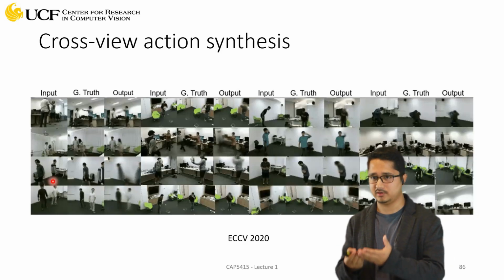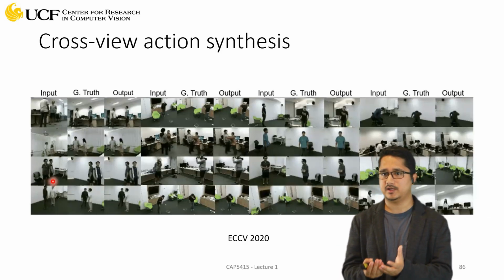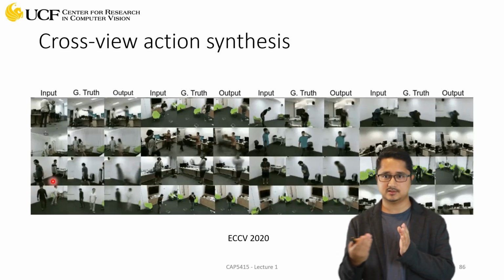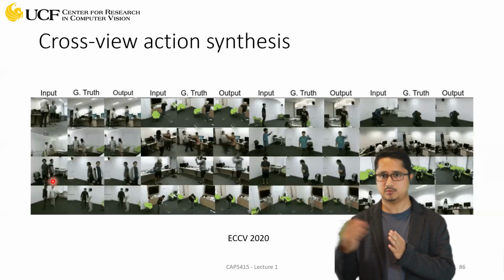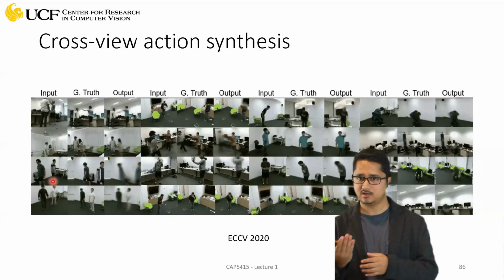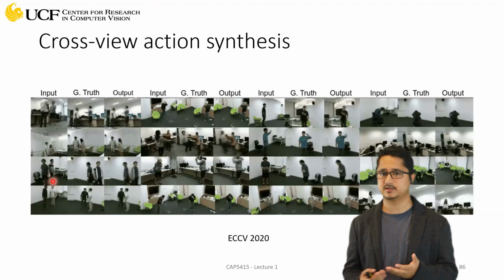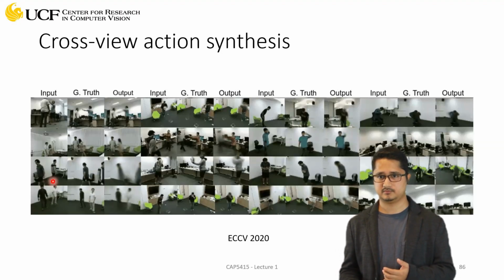And the problem actually also translates to images, where if you have an image of an object from a certain viewpoint, can you synthesize it from a different viewpoint? So the problem remains the same, it's cross-view synthesis, but in this case, it's actions, and due to action, there is motion, which makes it more complicated.